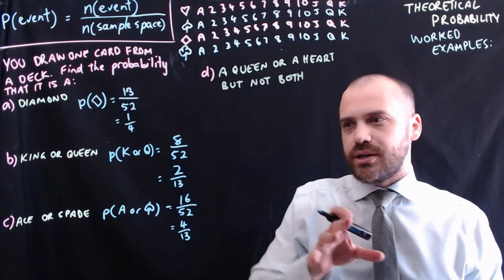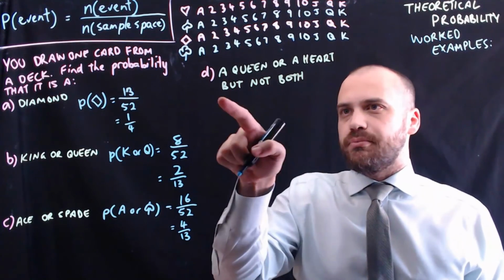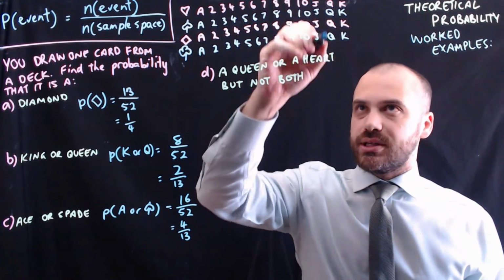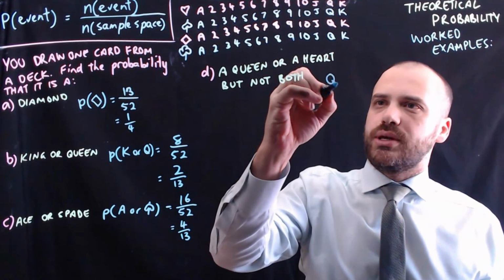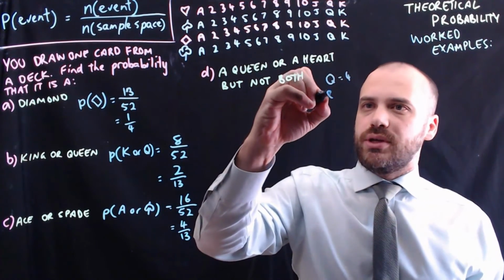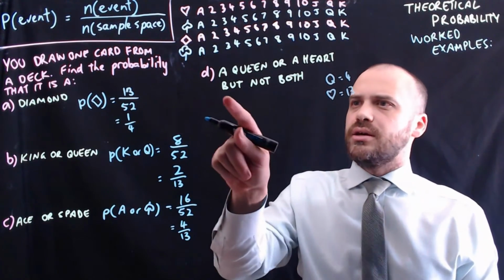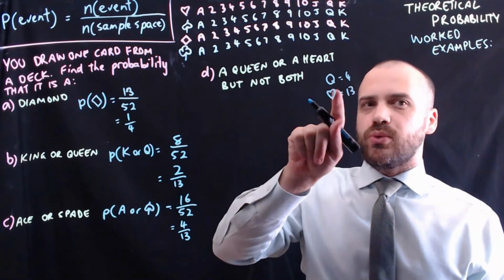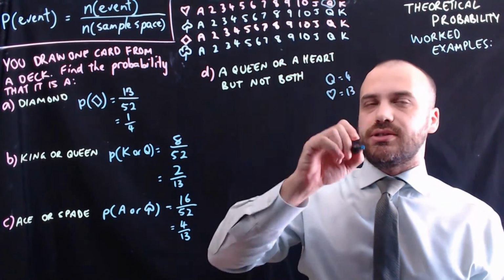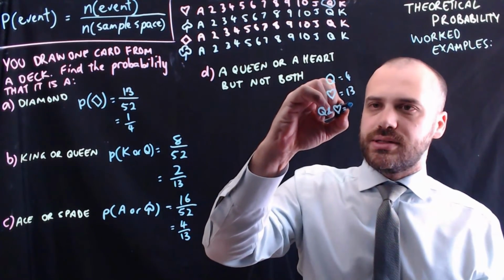And another little tricky one here, similar idea, but it plays out a little bit differently. A queen or a heart, but not both. All right, so here are our queens, 1, 2, 3, 4. So we can see that there are 4 queens. I'm just going to write that down. Queens, there's 4 of those. Hearts, all right, there's our hearts there. And we know that there are 13 hearts. And then it says this weird thing, but not both. And there's only one thing that's both. That's the queen of hearts. This thing here is a problem. All right, so queen and heart is equal to 1.